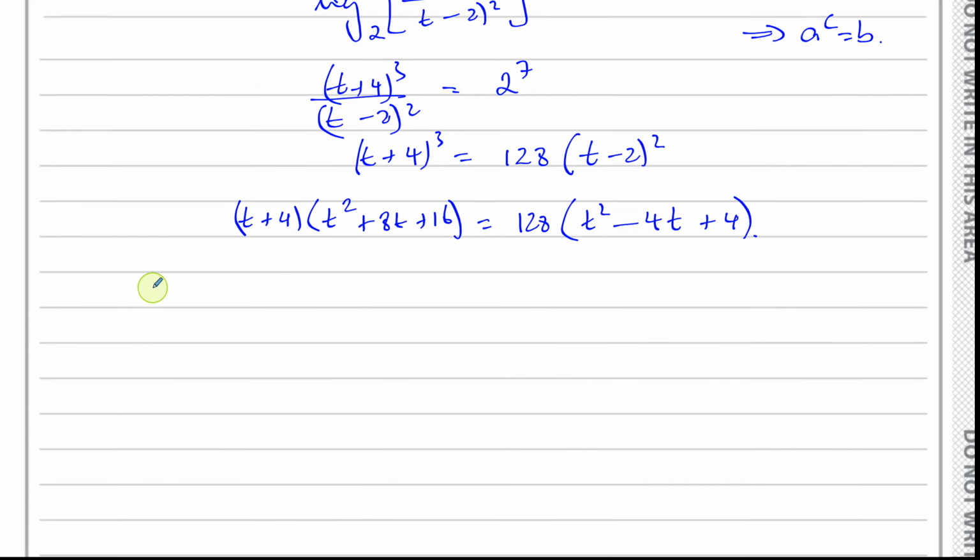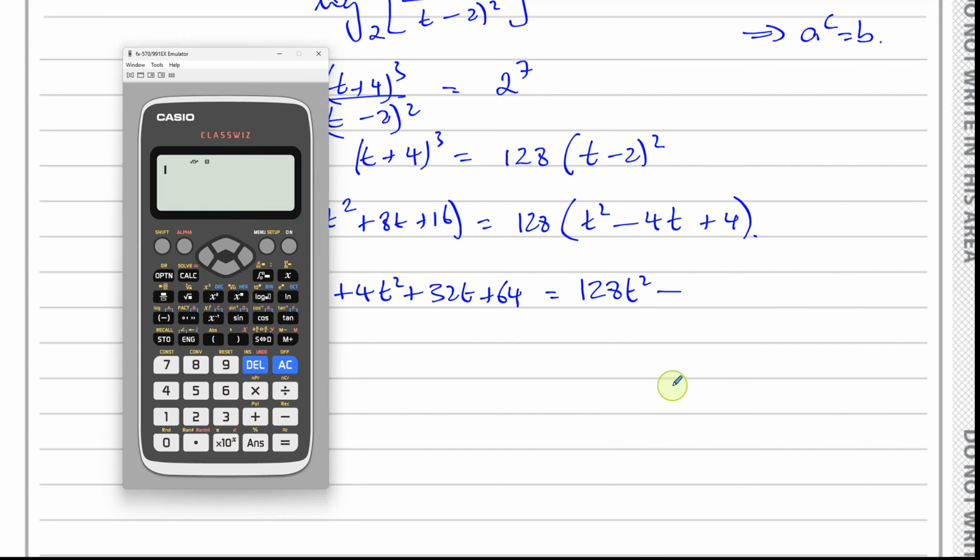t times t squared is t cubed, plus 8 times t squared, plus 16 times t, plus 4 times t squared, plus 4 8s are 32t, and 4 times 16 is 64. And this is 128t squared minus, that's 4 times 1 half, that's 480, 96, I think. No, 480 and 32.